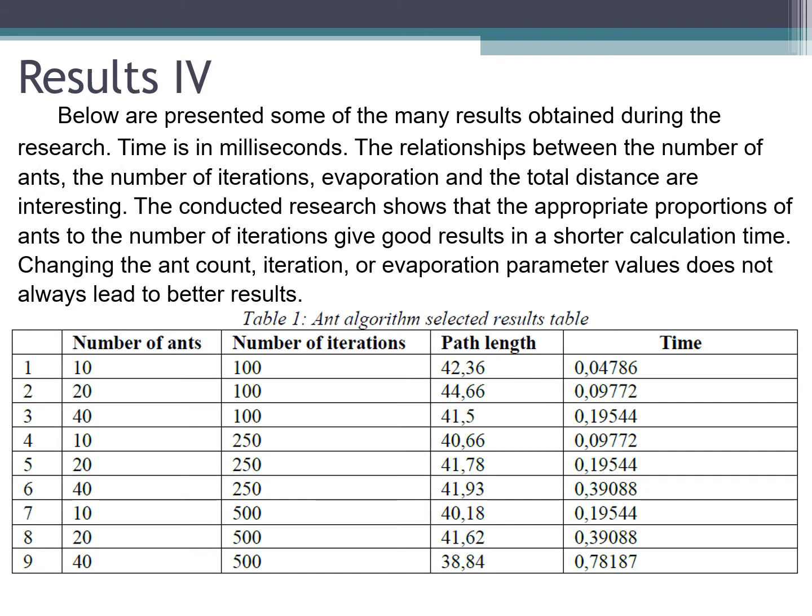This slide depicts some of the many results obtained during the research. Time presented is in milliseconds. The relationship between the number of ants, the number of iterations, evaporation rate, and the total distance is quite interesting. The conducted research showed that the appropriate proportions of ants to the number of iterations give quite good results in a shorter calculation time. And changing the ant count, iteration, or evaporation parameter does not always lead to better results and better calculation time.